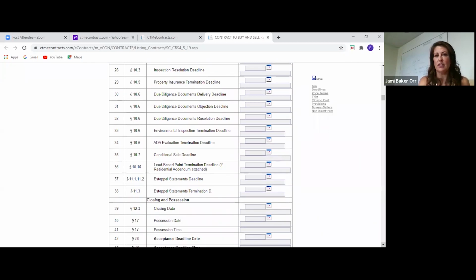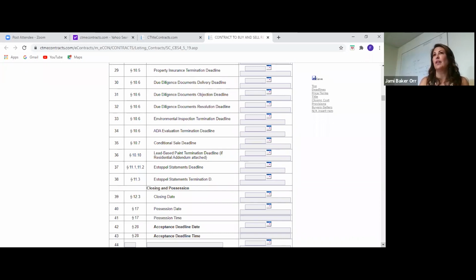Due diligence. Everybody gets these messed up. Due diligence is what you are asking for from the seller. Your inspection period is to do all your inspections, your utilities, your soils, radon in a house, whatever inspections you want. Due diligence in the contract says what you are asking from the seller.